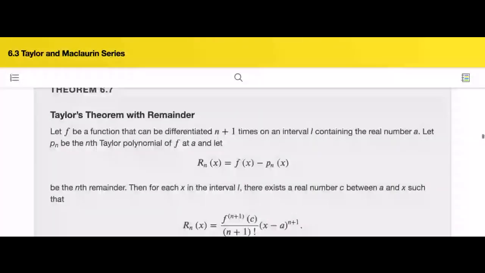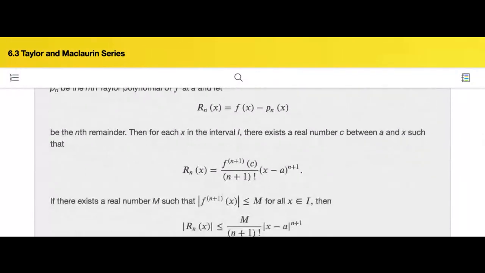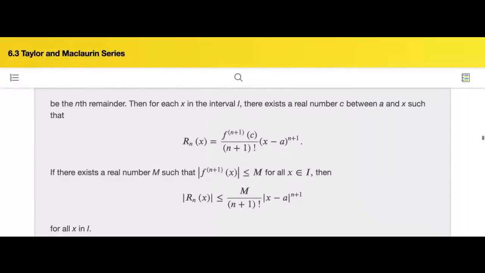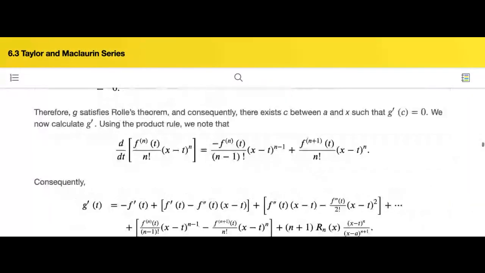Okay, so Taylor's theorem with remainder. Let f be a function that can be differentiated n plus 1 times on an interval I containing the real number a. Let Pn be the nth order Taylor polynomial of f at a, and let Rn be the nth remainder. Then for each x in the interval, there exists a real number c between a and x such that this holds. If there exists a real number m such that it's bounded, okay, this is not important for us. I'm going to skip this.